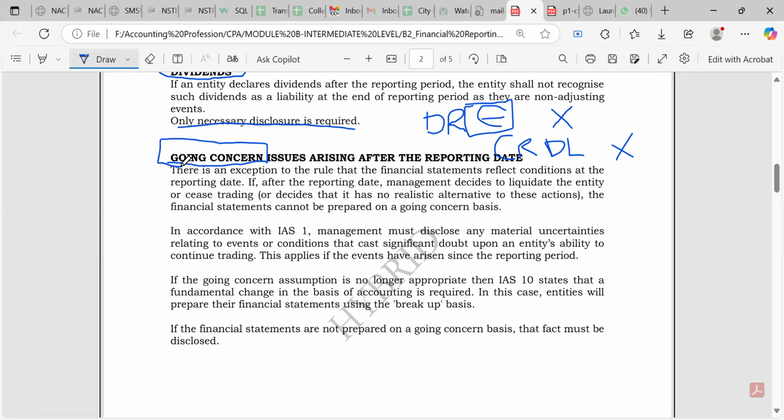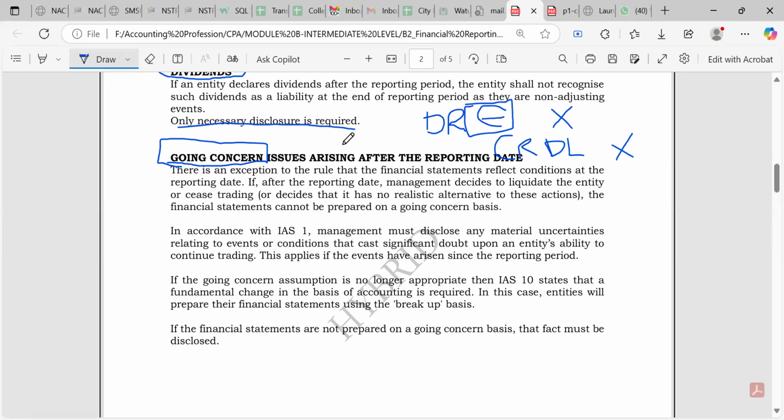You call the item on a breakup basis, right? You treat non-current assets as if they are current assets, because they are going to be sold at any point in time, right? Yes. So, going concern issues arising after the reporting date.